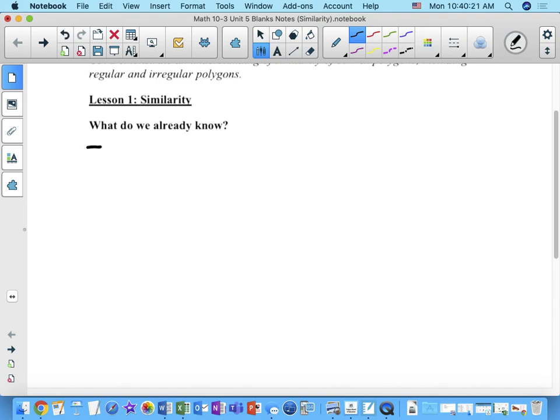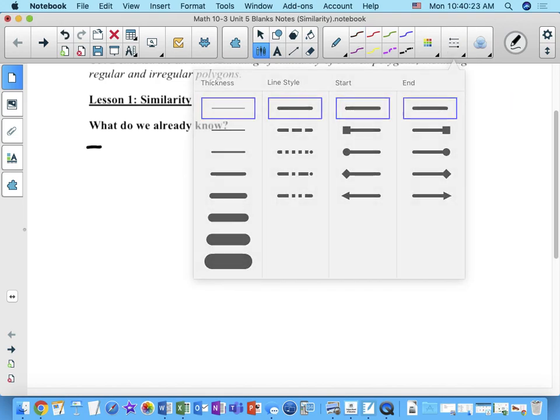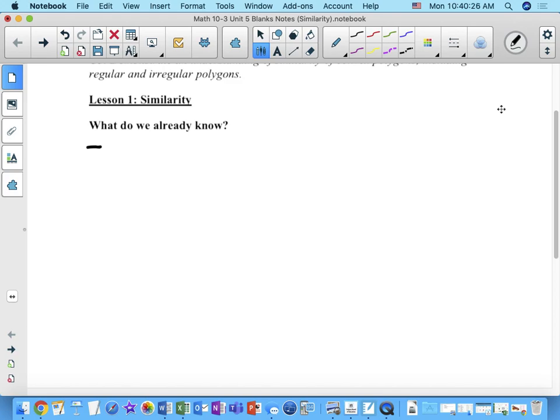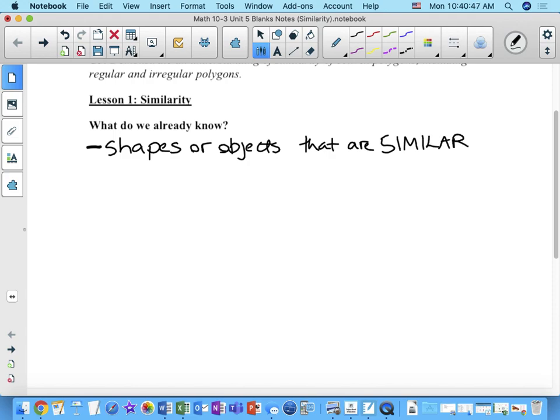Oh, let me just use a thinner one. I don't know why this isn't working. Okay. Shapes or objects that are similar. So when I'm writing down here, you guys should be writing down into your notes as well. Shapes or objects that are similar. They do look the same. Yep. Oh, you didn't. Okay, here you go.